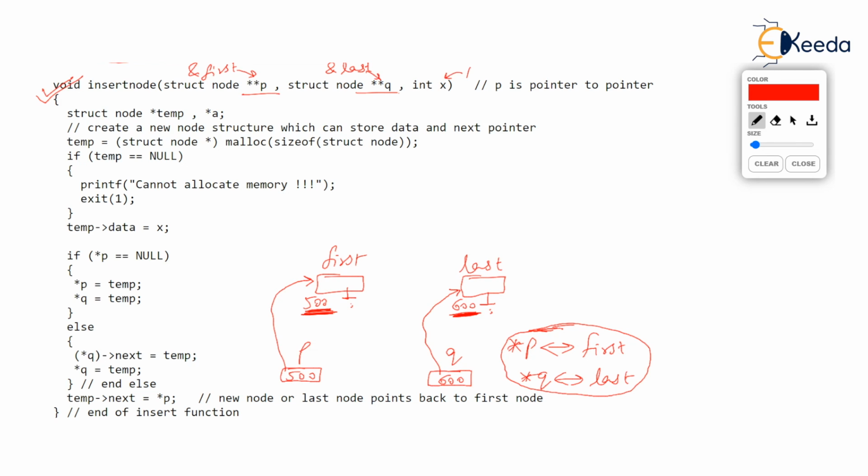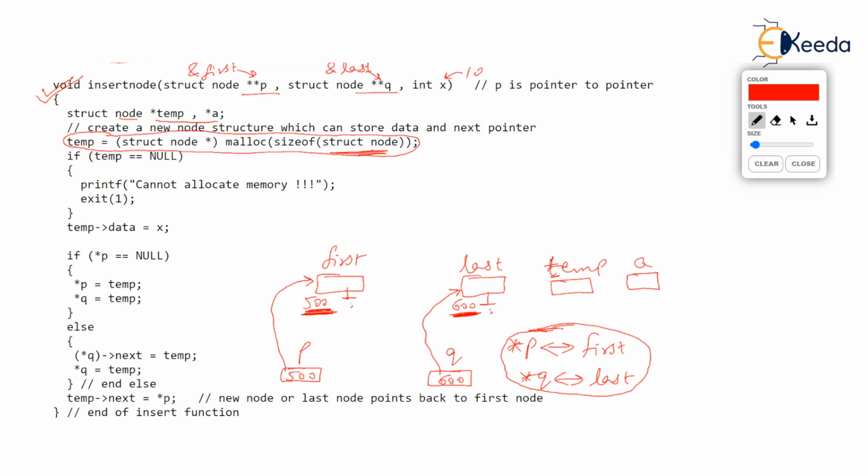Let's read this. The function starts by declaring two pointers, temp and A, which are node pointers. So in the memory, there is a pointer called temp, and remember temp is a node pointer, so it can point to any node, and A is also a node pointer. Both can point to any node. Now check the line, temp is equal to malloc. What we are doing is allocating the size of one node in the memory. So somewhere in the memory, there will be one node allocated.